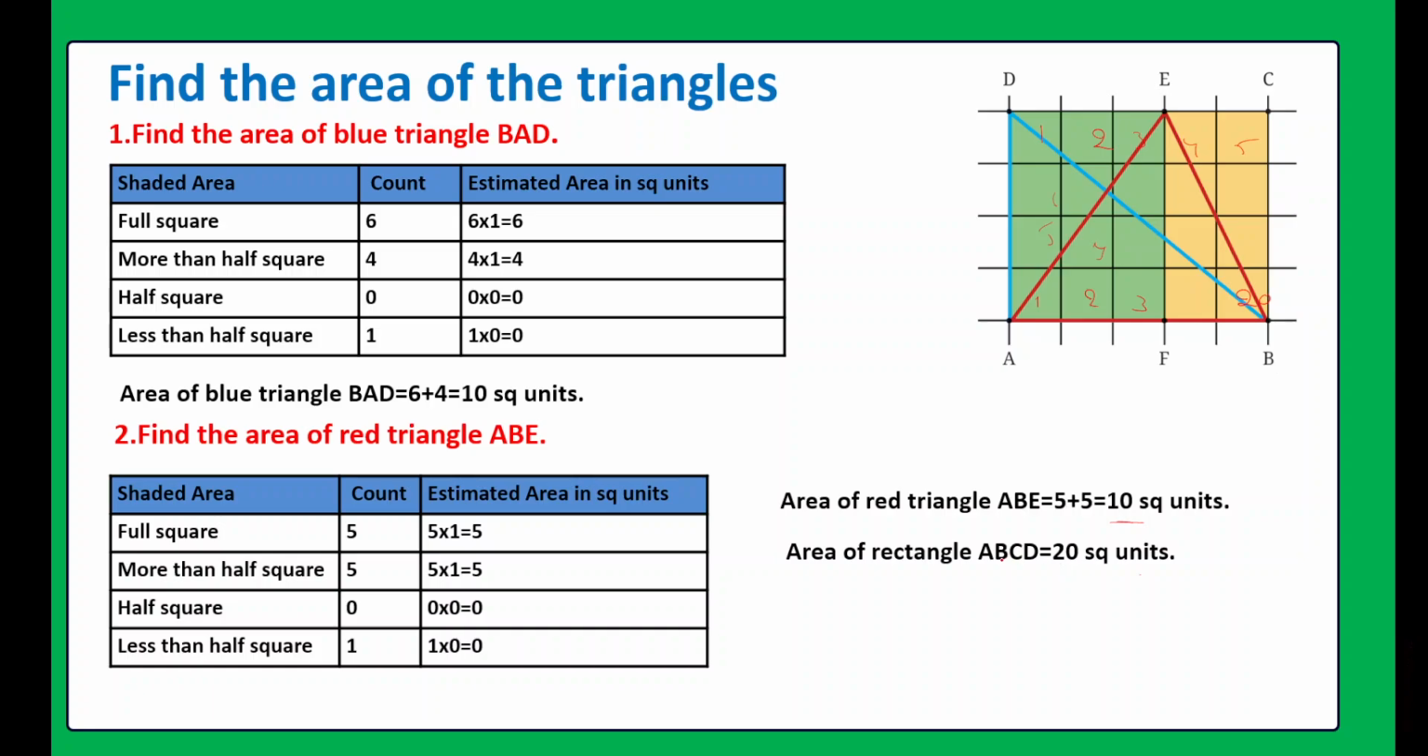If we observe the area of rectangle ABCD and the area of triangle BAD, then we can conclude that the area of triangle BAD is half of the area of rectangle ABCD.